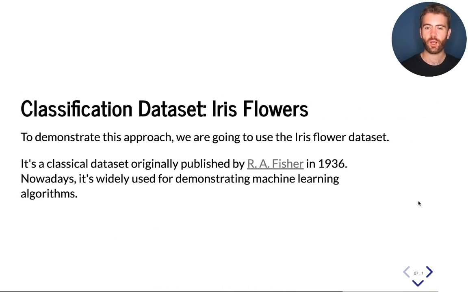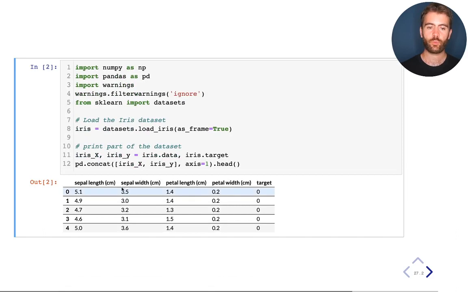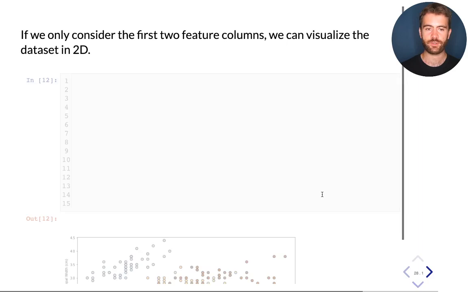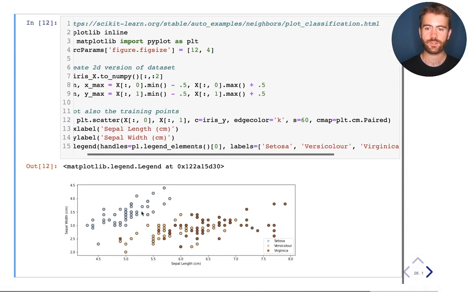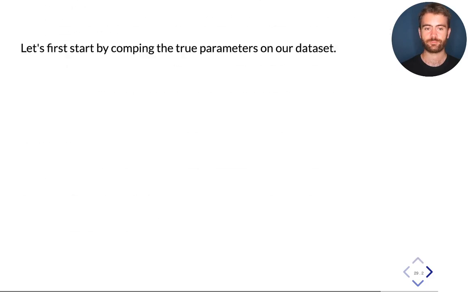Let's now see how all of this works in practice. Again, we're going to use our data set of iris flowers, which has this form. We have a number of measurements for the different flowers. And if we visualize this in 2 dimensions, then it looks like this, where we have these different clusters, and there are 3 types of flowers in this data set. So let's now learn the parameters of the Gaussian discriminant analysis model on this data set, and let's use it to make predictions.